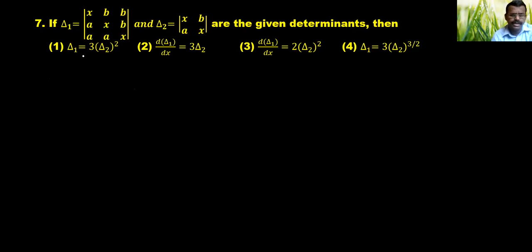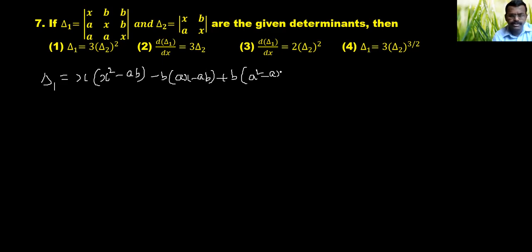If delta 1 is the determinant with rows x b b, a x b, a a x, and delta 2 is x b, a x, are the given determinants, then. Okay, here see two options have derivatives and 2 options have direct ones. So 3 times delta 2 square is not possible. So just check the first derivative. Before that, find out what is delta 1. So delta 1 is x into x square minus ab, minus b into ax minus ab, plus b into a square minus ax.